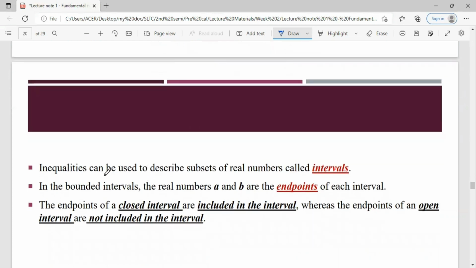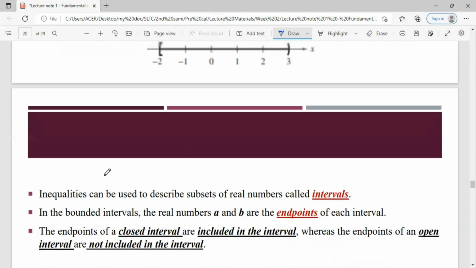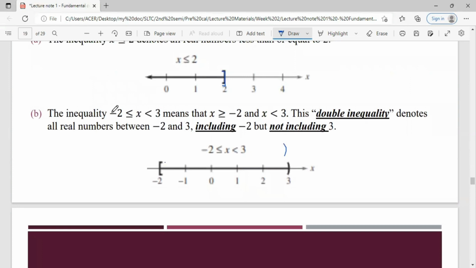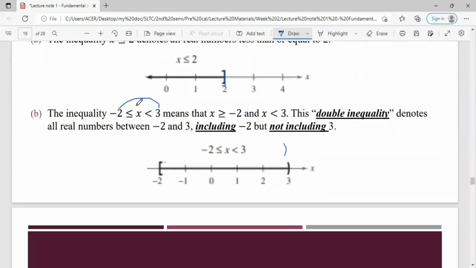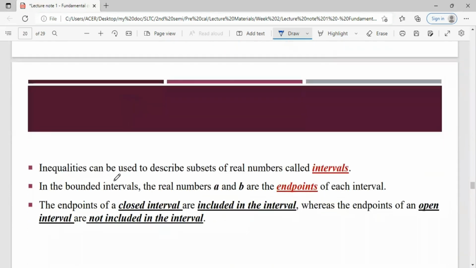In a bounded interval, real numbers a and b are the endpoints of each interval. So if our interval is bounded, that means there is an endpoint: one is the starting point, another one is the endpoint. So those are the endpoints. Okay, so minus 2 and 3 are the endpoints of each interval. We call this one an interval, and these two are endpoints, right?